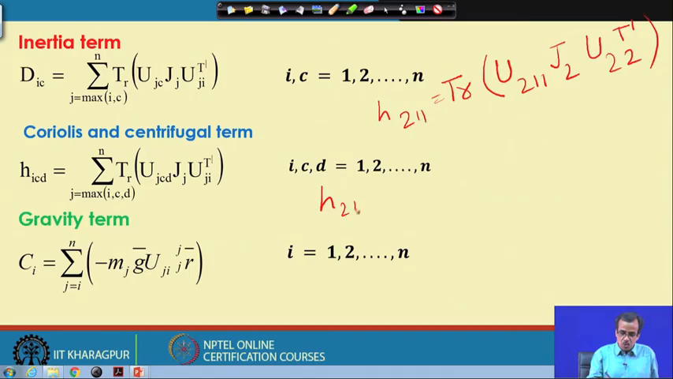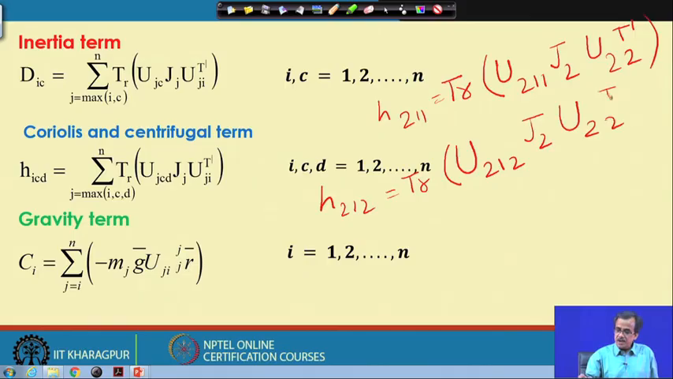Similarly, h 212. Once again for 212, the maximum is 2, so 2 to 2 there will be only one term. Then comes your u, j is 2 here and c d is 1 2, then comes your j 2, then u, j is equal to 2 and i is also equal to 2. So I will be getting this particular expression.